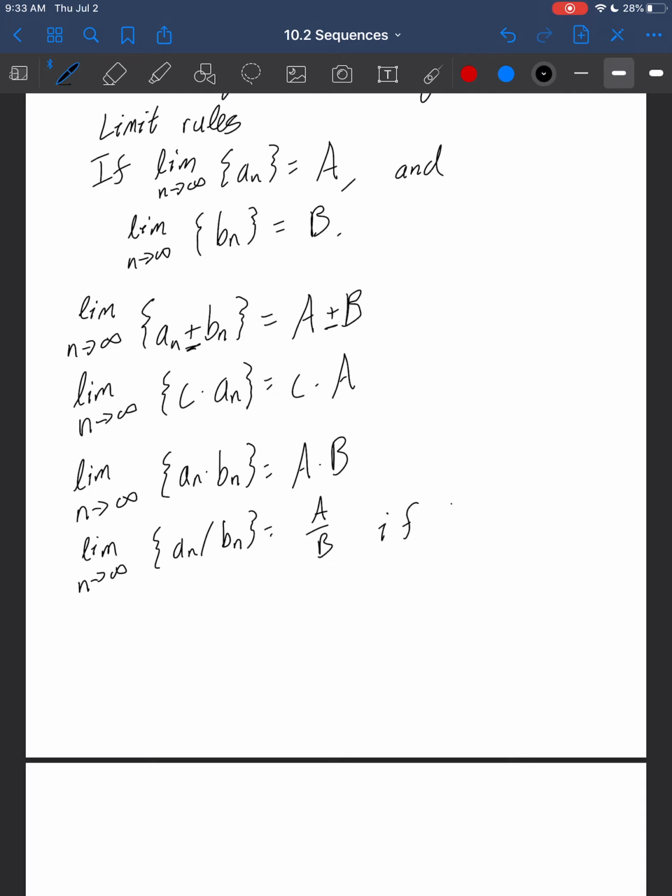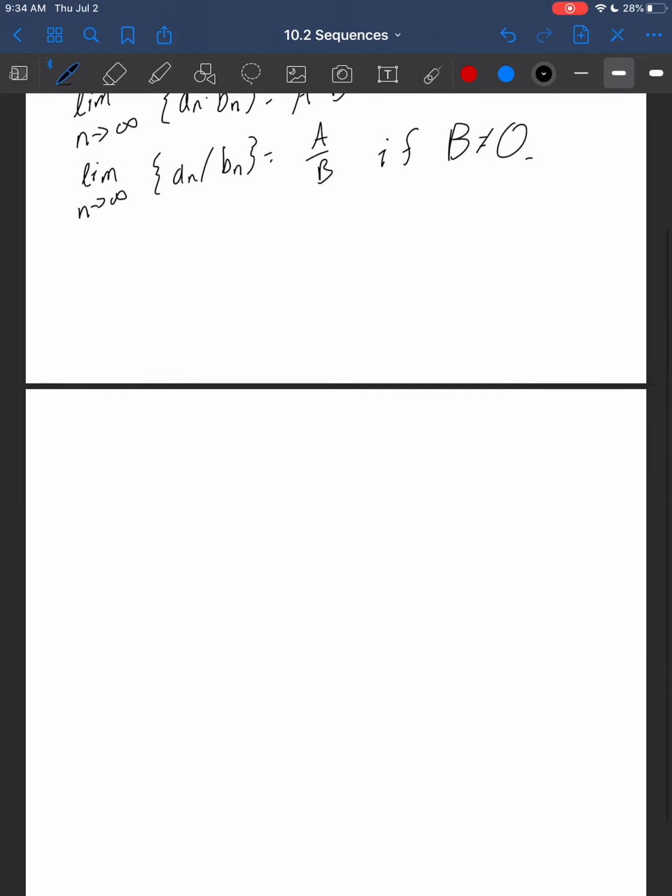equals a over b if b is not 0, right? Because otherwise you're dividing by 0, which is something we don't want to do generally in mathematics. This will lead to positive or negative infinities, which we don't want. So you need to make sure in this case that your b is not equal to 0.